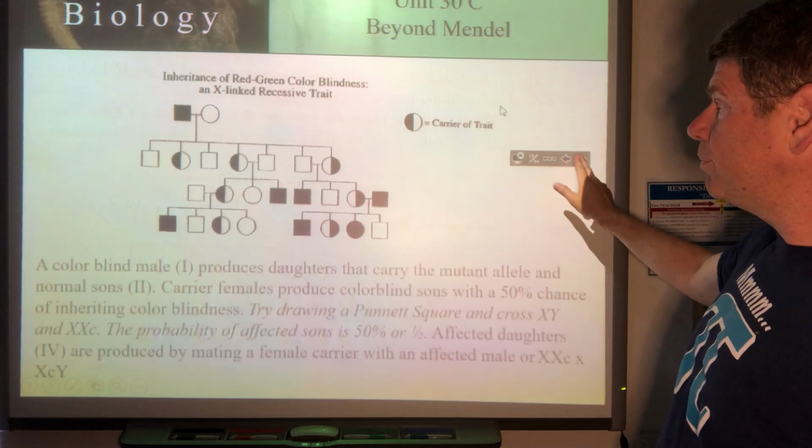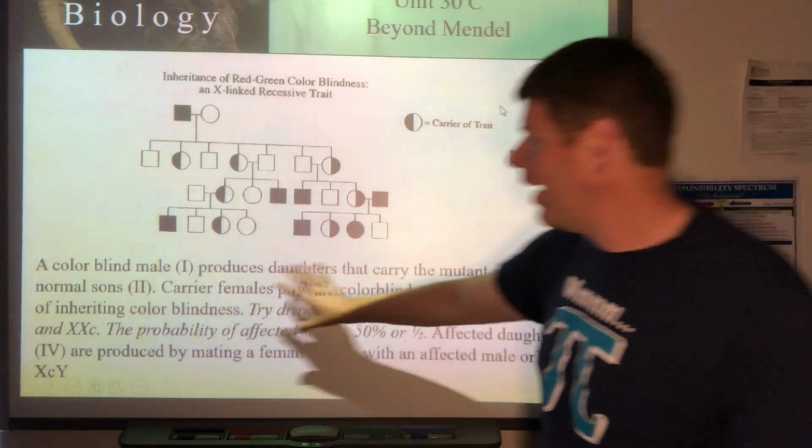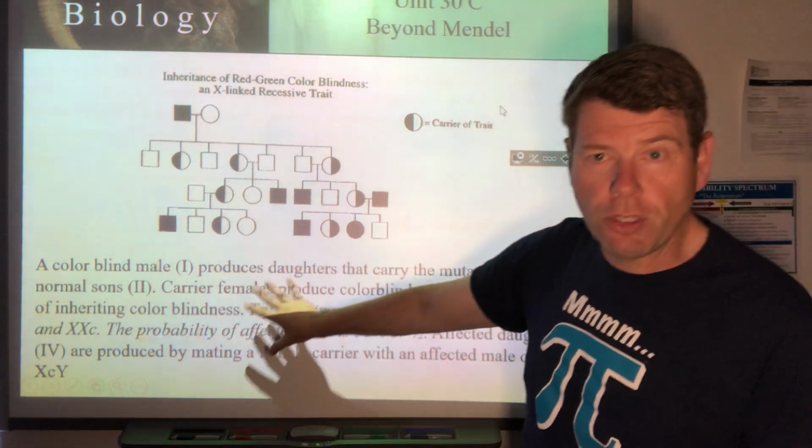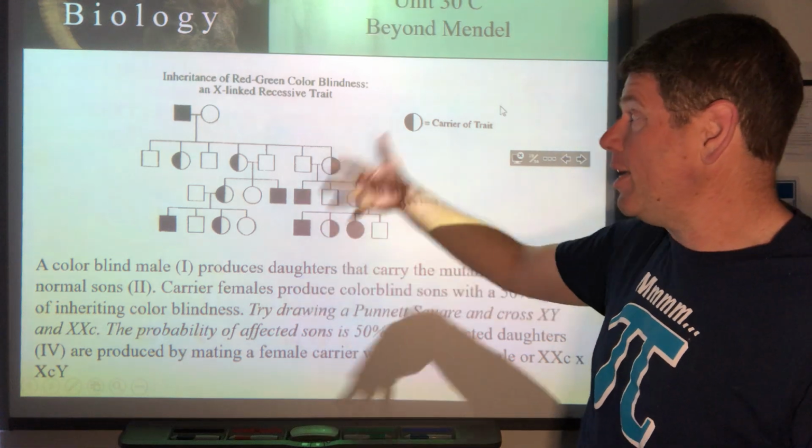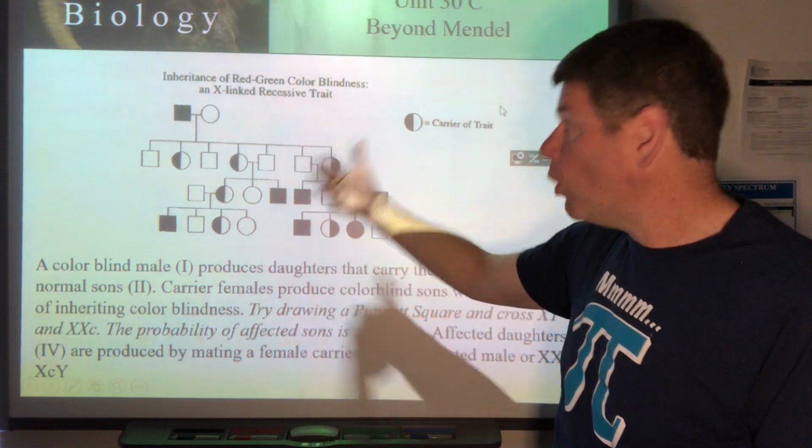This is the same one. And then we've got that explanation, which you can take the time to read about if it's not very, very clear why this would be X-linked recessive mode of inheritance.